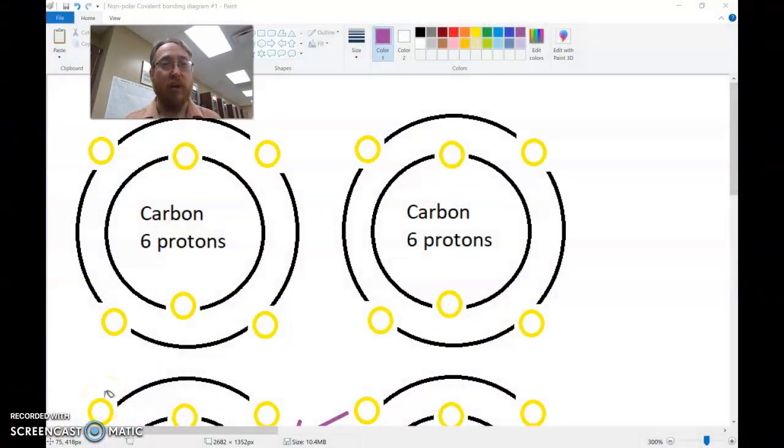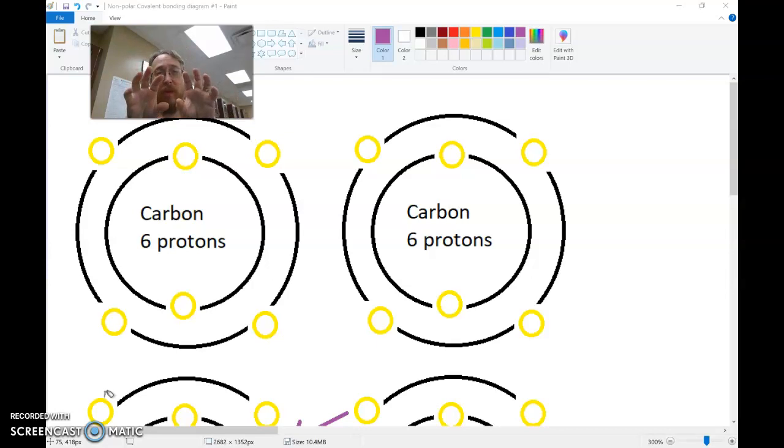Nonpolar covalent bonds occur between atoms that either are both highly electronegative or both moderate electronegativity. The key is that the electronegativities have to be almost exactly the same. And so two high electronegative atoms will do it, two moderate electronegative atoms will do it. So in our example, we're going to have two carbon atoms.